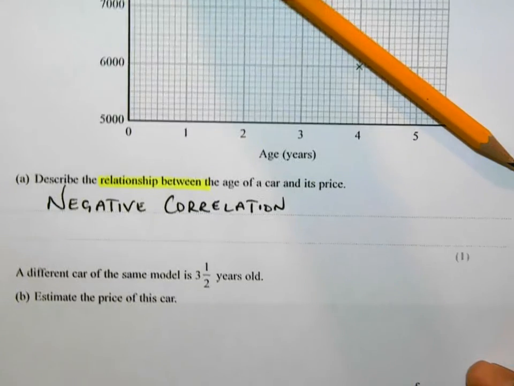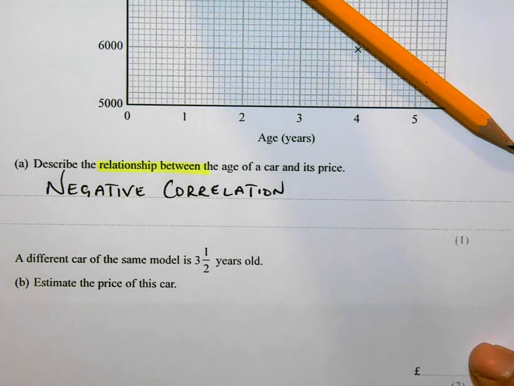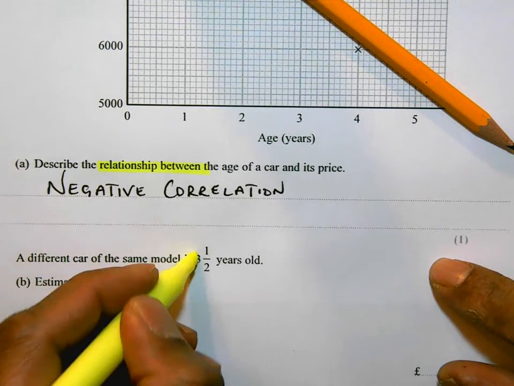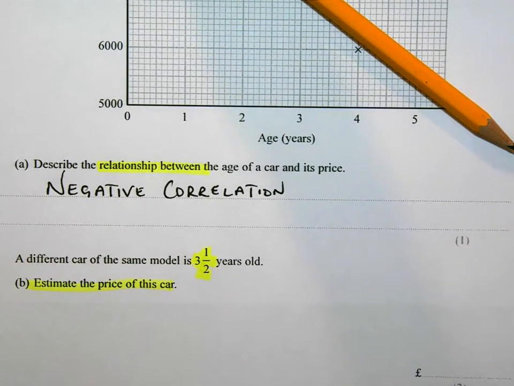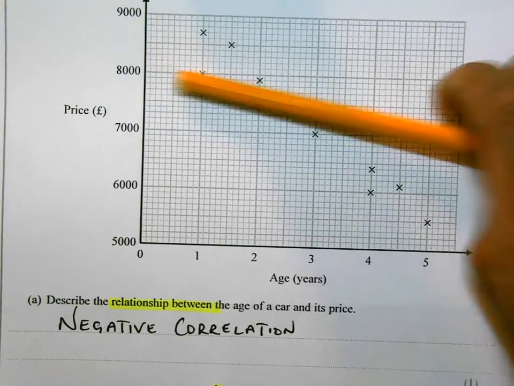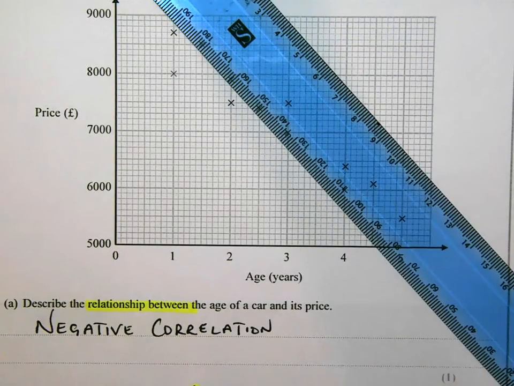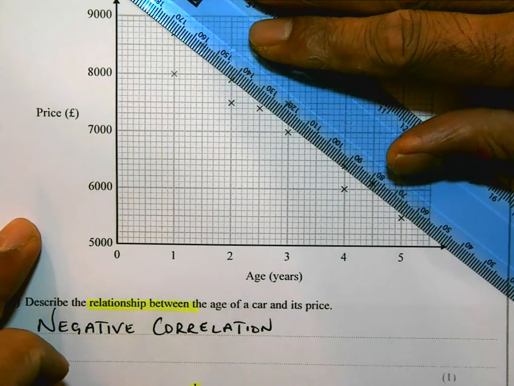Okay, part B, a different car of the same model is 3.5 years old. Estimate the price of the car. So a different car, same model, is 3.5 years old. Estimate the price of the car. They basically want us to use the scatter graph to actually estimate the price of a car that's 3.5 years old. In order to do this, I have to draw a line of best fit. So I'm going to go to my line of best fit and I'm going to draw that line in.